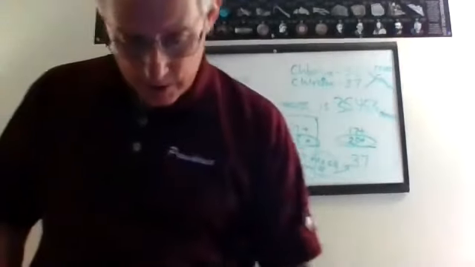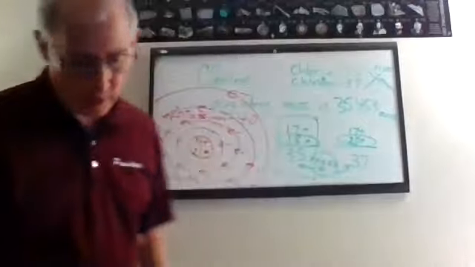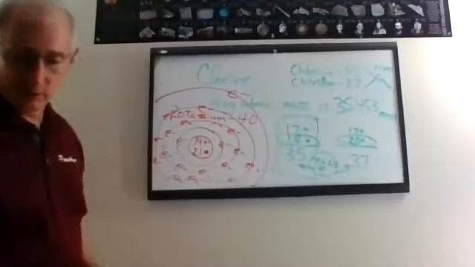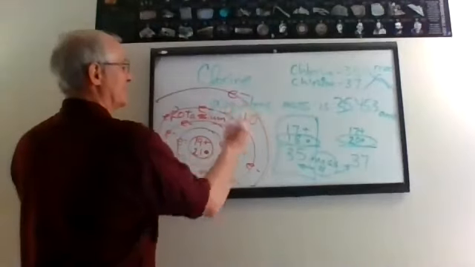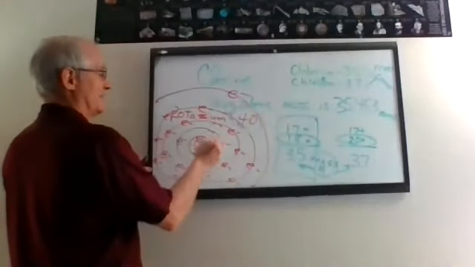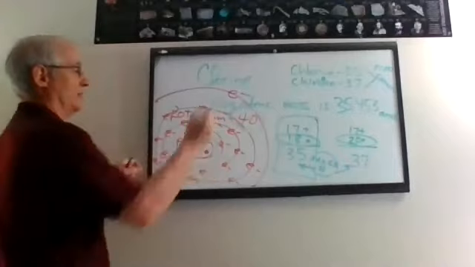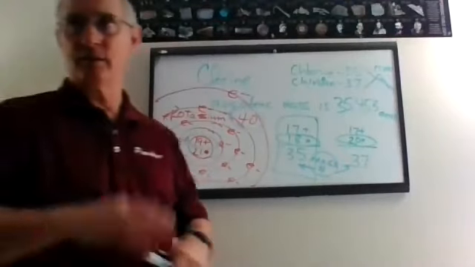So what's the question ask? How many neutrons? Well, all they wanted you to do was to take this minus this. You get 21. They didn't ask you to draw the picture.